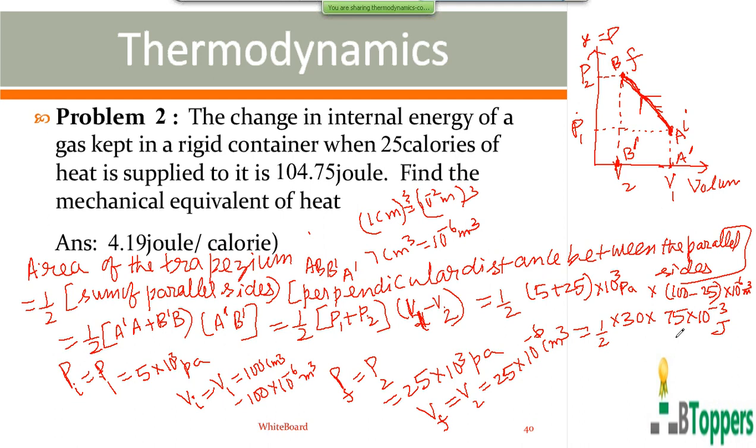Those who want to copy the solution of the problem can take a pause and please finish copying the solution of the problem. So if you simplify this, you get 1.125 joules. I will again show you the problem and answer on the screen. Those who have not yet copied the solution, please take a pause and finish copying.